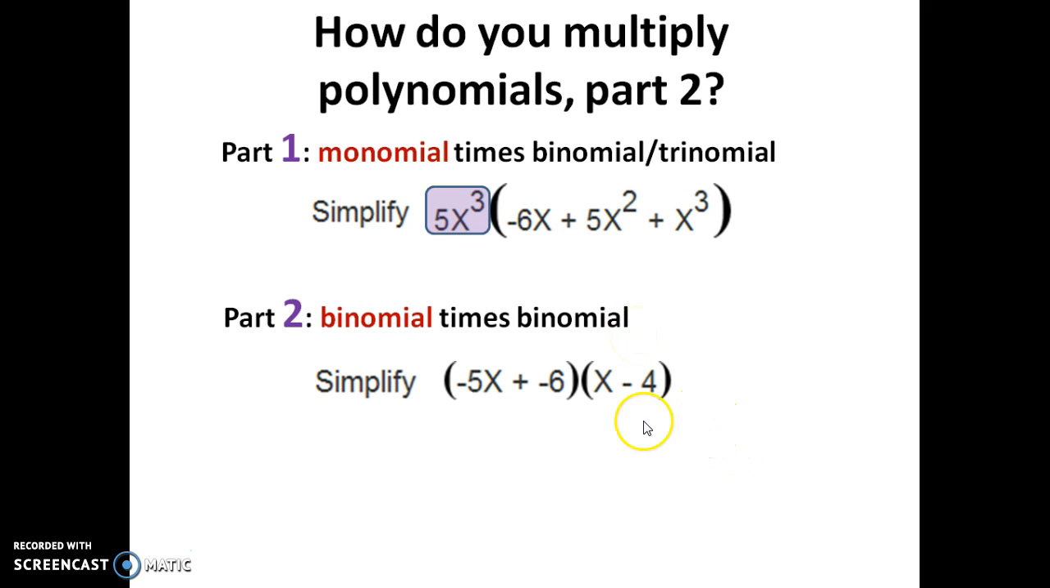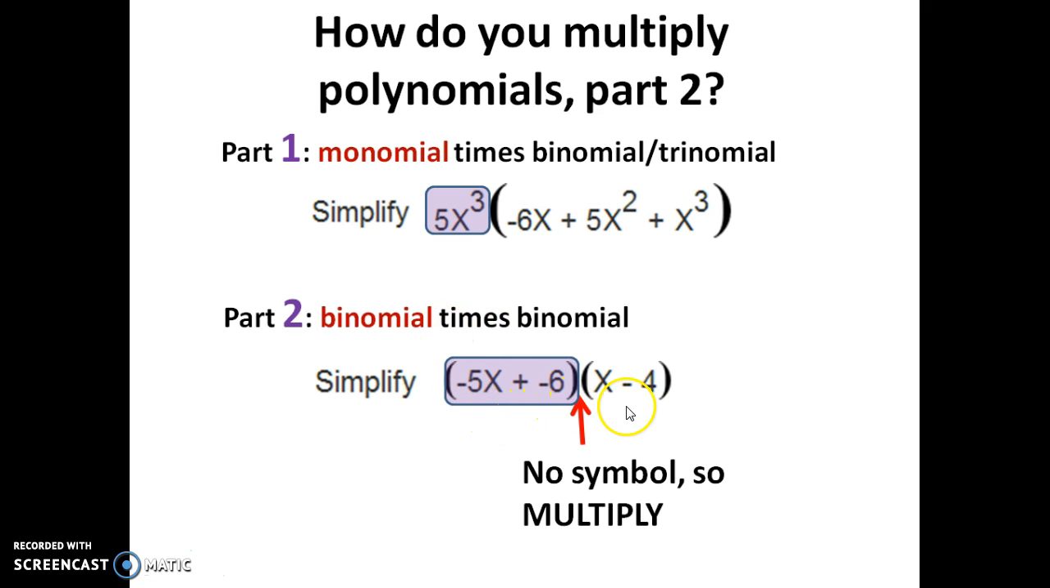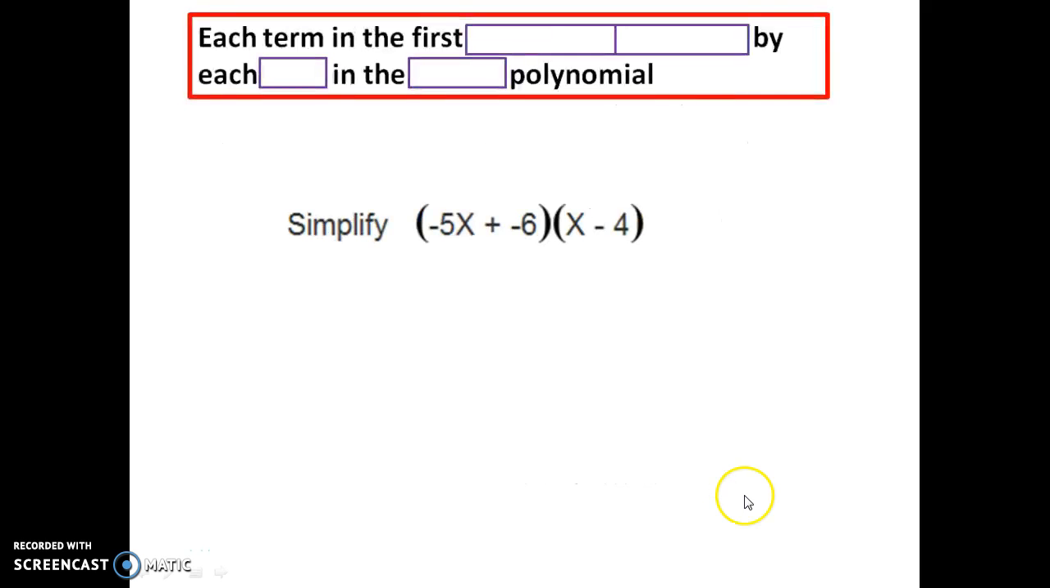So that looks something more like this expression, where we need to figure out how to distribute two terms to each of the two terms in the second parenthesis there. So we have a binomial now that we're distributing, and notice that we have no symbol here, so we're going to multiply there. Let's take a look at how we're going to do that. So here we have negative 5x plus negative 6, and that quantity times the quantity x minus 4. So we need to make sure that each of the negative 5x and the negative 6 is distributed to both the x and the negative 4.